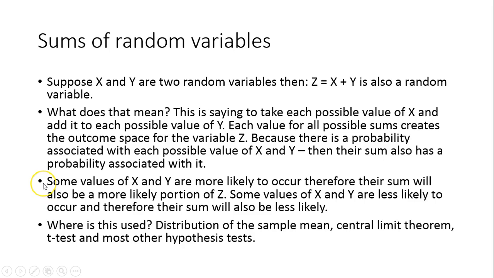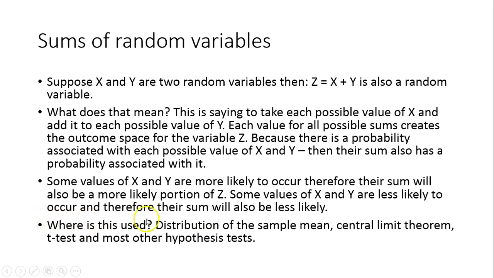Some values of x and y are more likely to occur. Therefore, their sum will also be more likely to occur. It will be a more likely portion of z in this case, okay? Some values of x and y are less likely to occur, and therefore their sum will also be less likely to occur. So z will have a lower probability for that sum, okay?